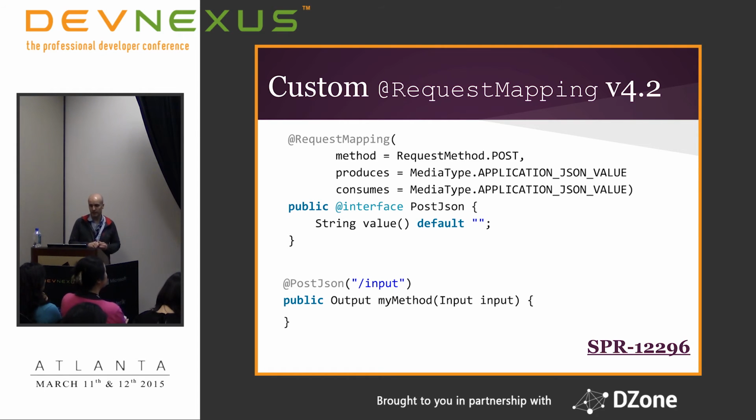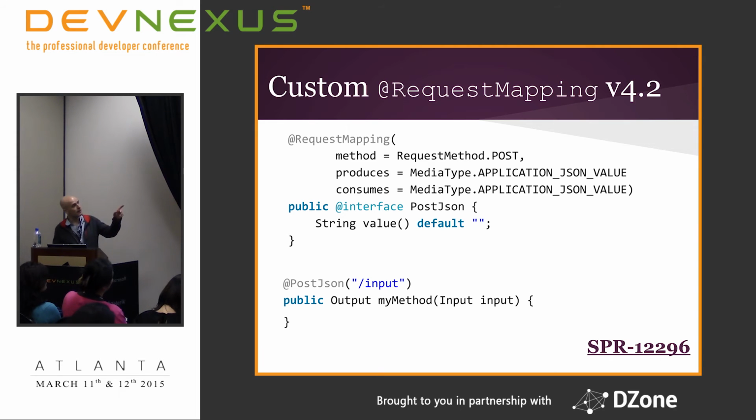This is something that we see every now and then that we've decided is a great feature to add: custom request mapping annotations, also known as meta annotations. Basically, instead of doing request mapping with the produces and consumes for JSON everywhere, what if you could just define a custom annotation?